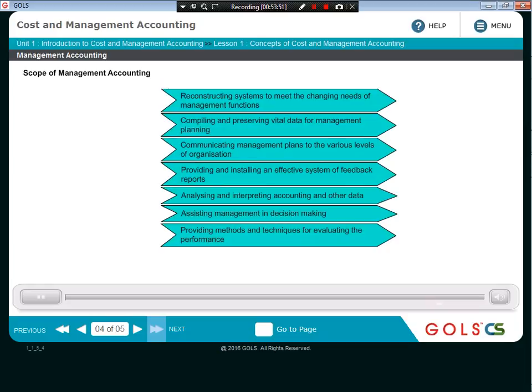Not only that, improving, modifying, and sharpening the effectiveness of coexisting techniques of analysis is also one of the important scopes of management accounting. Not only by presenting the data, but management accounting also suggests how the modification has to be done so that the techniques or the analysis which has been done can be utilized effectively. So that is the scope of management accounting.